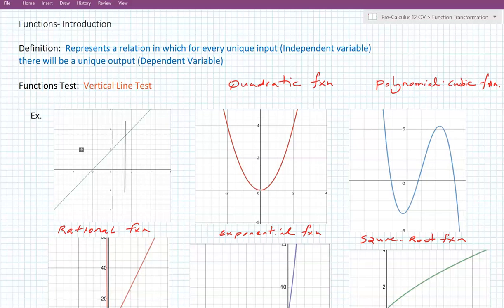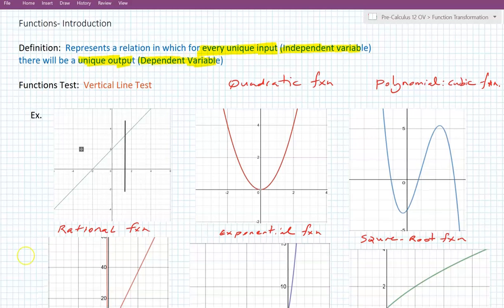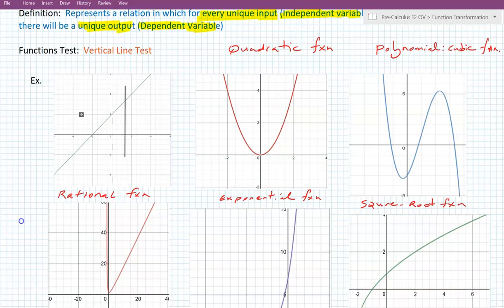First, to review the definition of function. What is a function? A function is basically a relation in which every unique input value, or independent variable, that's your x, will give back, when you plug it into the equation of that relation, a unique output or y value. That's called dependent. Now, I have given you a few examples of functions.